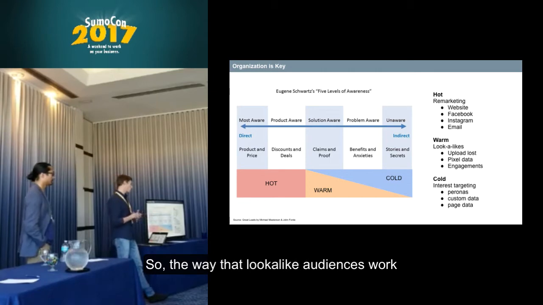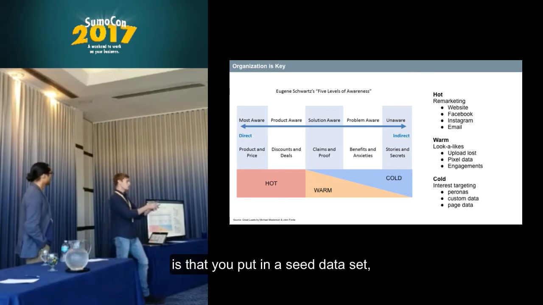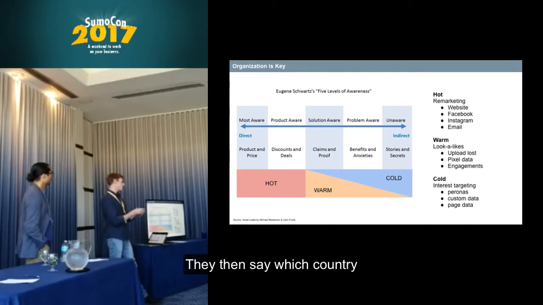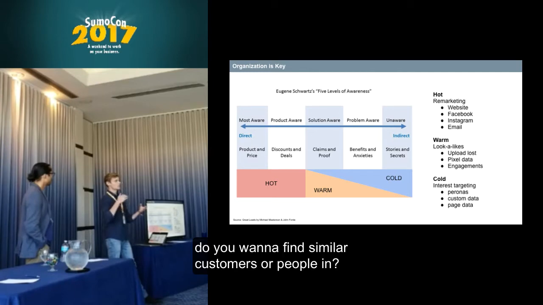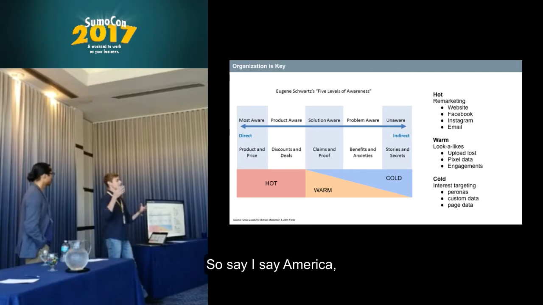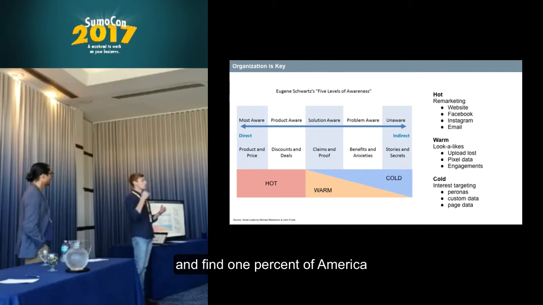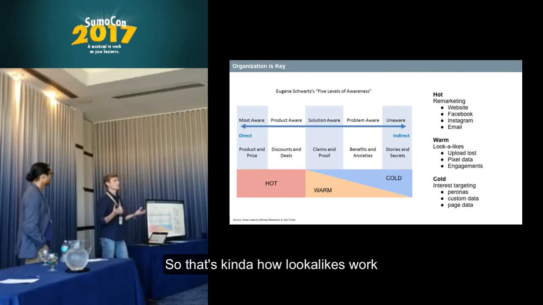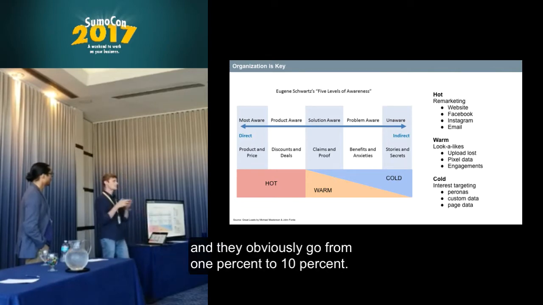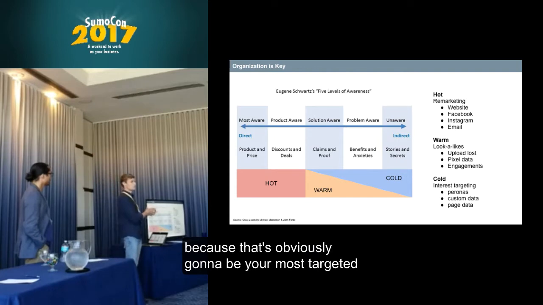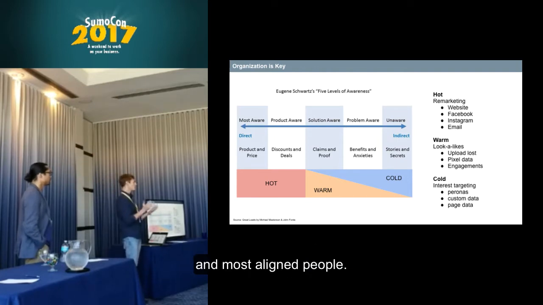The way lookalike audiences work is that you put in a seed data set. Facebook says, great, thanks for that information. They then ask which country you want to find similar people in. Say I say America. Facebook will take that information and find the 1% of America that is most alike those people. That's how lookalikes work, and they go from 1% to 10%. You always want to start at 1%, because that's going to be your most targeted and most aligned people.